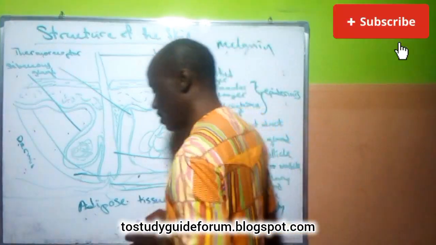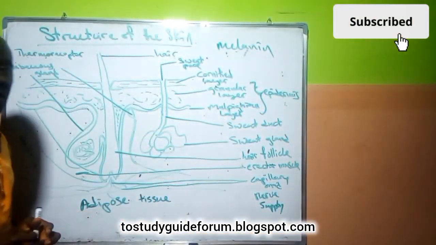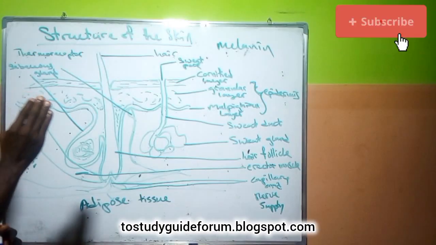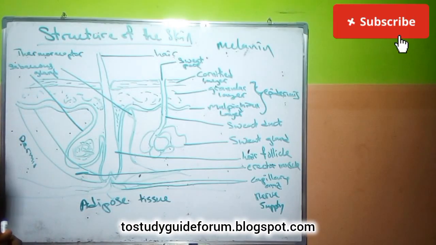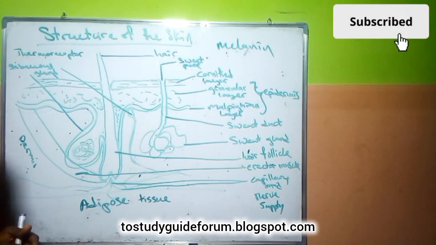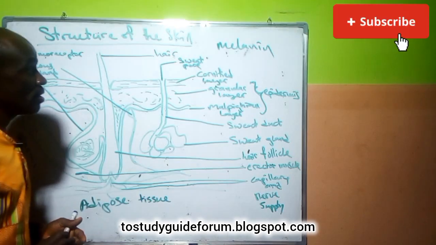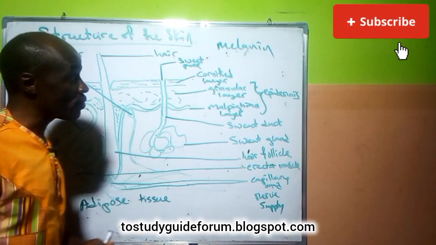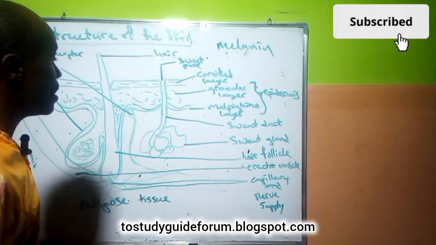This melanin is a pigment that determines the color of the skin, whether the skin will be fair, black, dark, as the case may be. This is the main function of melanin.